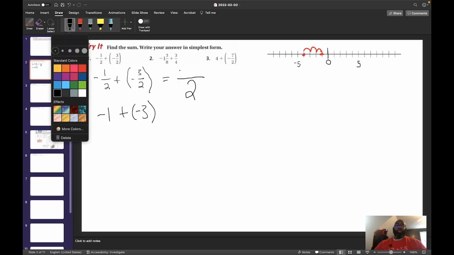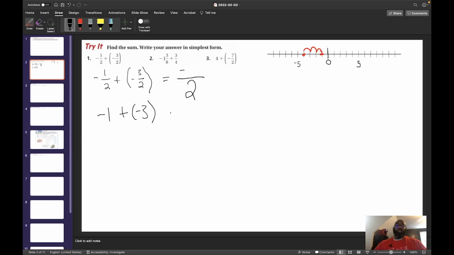Okay, this is negative 4 here. So let's bring that up. Now our fraction is negative 4 over 2. They also told us to write the answer in simplest form. So this is the answer, but it's not in simplest form.